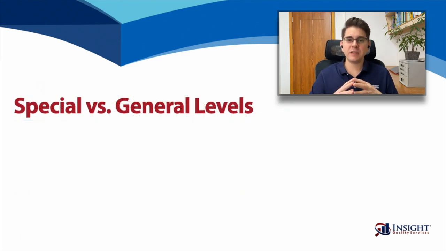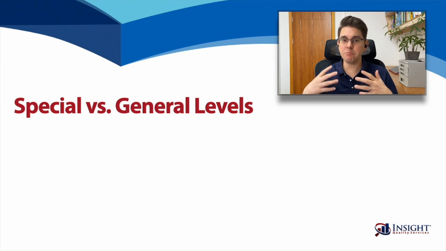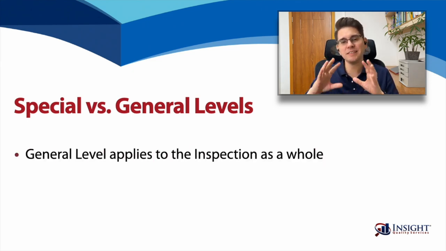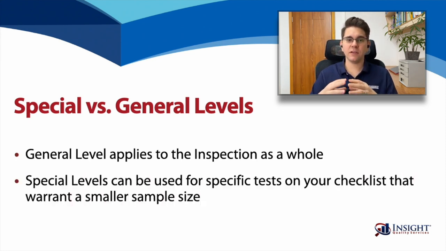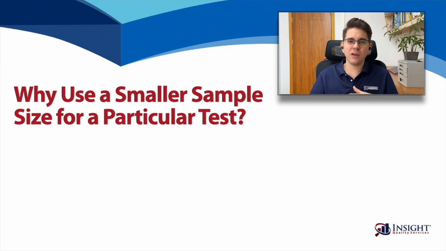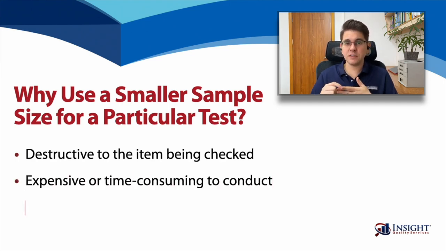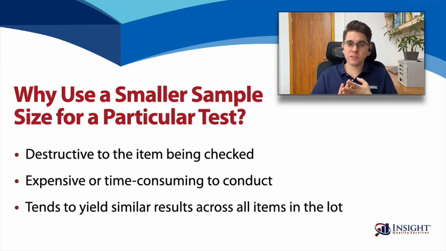The key thing to understand here is that you're not choosing between using the general level or the special level for your inspection. It's that you're using them both together during your inspection. So the general level that you use applies to the inspection as a whole. Meanwhile, there can be special levels that you use for specific tests on your inspection checklist. And those are going to be tests that warrant a smaller sample size. So, what kind of tests are going to warrant a smaller sample size? Well, it's going to be those that are either destructive to the item that you're checking, they're expensive or time consuming to conduct, or that tend to yield similar results across all the items in the lot. And so it doesn't necessarily make sense to check so many of them.